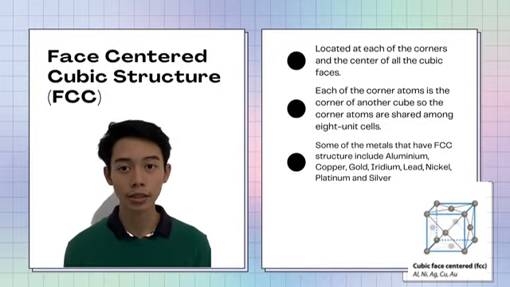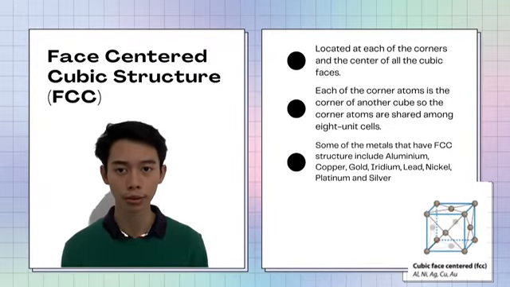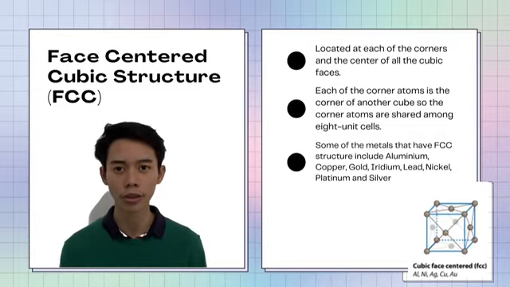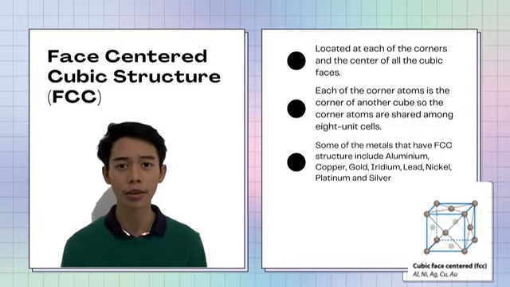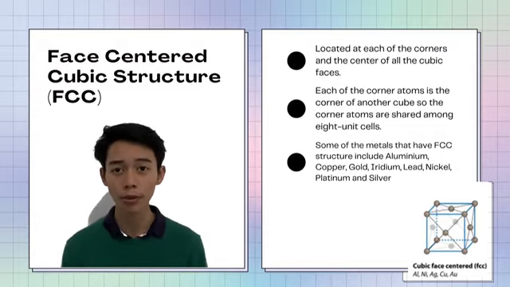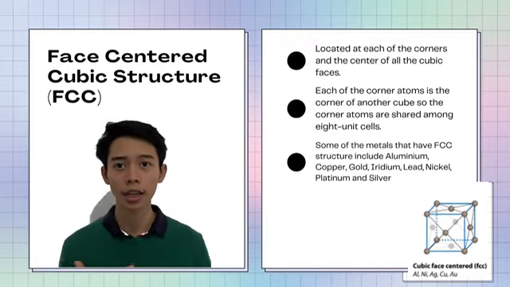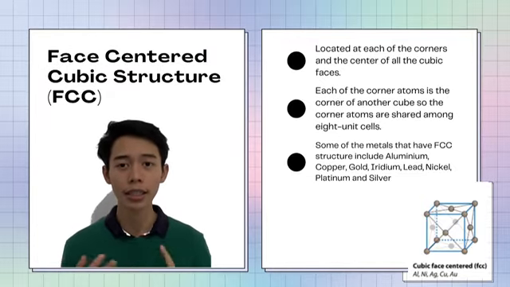Other than that, there is also face-centered cubic structure. The FCC unit cells consist of a net total of 4 atoms, 8 eighths from the corner atoms and 6 halves of the face atoms. Some of the metals that have FCC structure include aluminium, copper, lead, iridium, nickel, platinum, and silver.